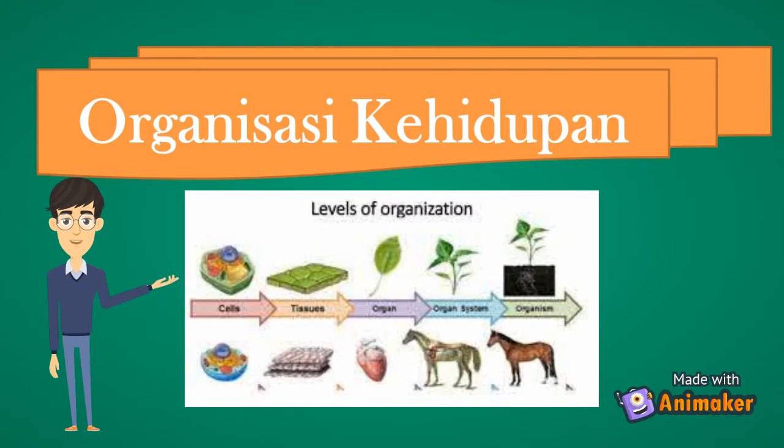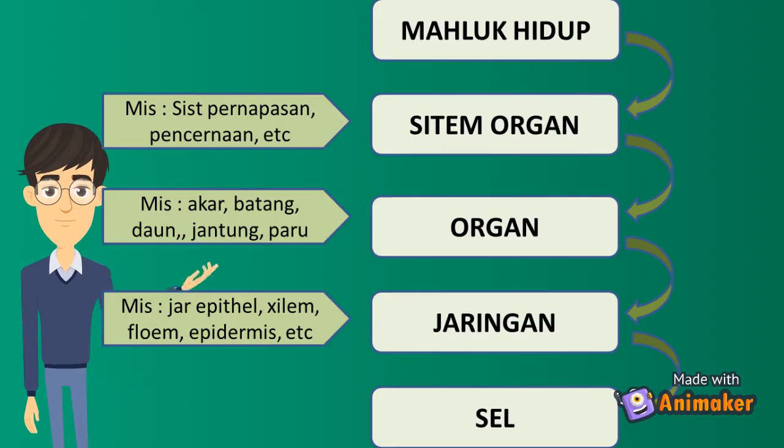Pada kali ini kita akan membahas mengenai organisasi kehidupan. Organisasi kehidupan yang terkecil dimulai dari sel. Sel-sel akan bergabung menjadi jaringan. Jaringan akan saling bekerja sama untuk membentuk suatu organ, dan organ-organ yang saling bekerja sama pun akan membentuk sistem organ, dan kumpulan dari sistem organ itu disebut dengan makhluk hidup.